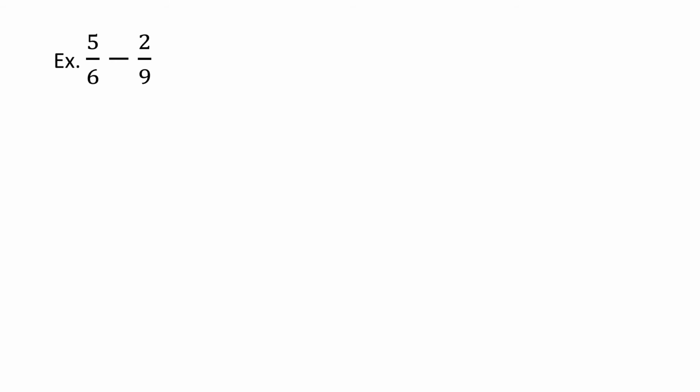5 over 6 minus 2 over 9. So here we have different denominators. So first of all, find the LCD. What is the LCD? Well, we're going to use 9. Can 6 go to 9? No. How about 18? Can 6 go to 18? Yes. So your LCD is 18.